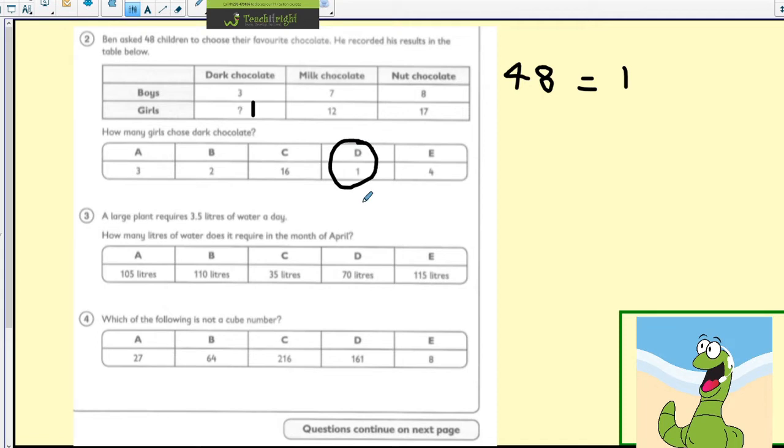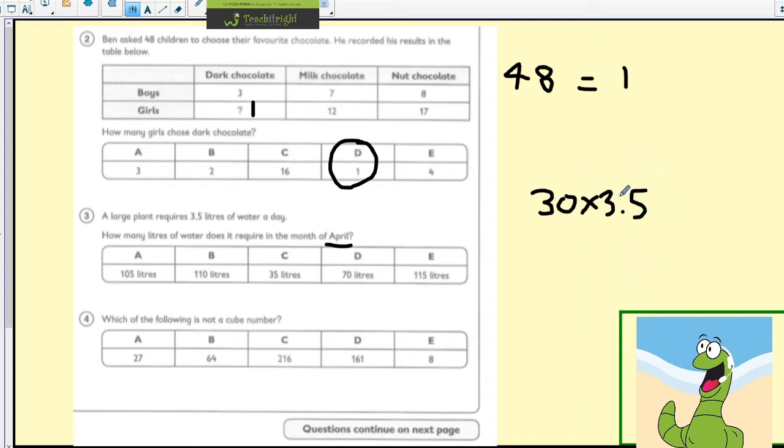For number 3, a large plant requires 3.5 litres of water per day. So how much would it require in April? This is the second time we've seen a question that involves dates. So do make sure you guys know how many days: 30 days has September, April, June, and November. That's a great little rhyme that's often heard. So 30 days has April. That means we need to do 30 times 3.5.